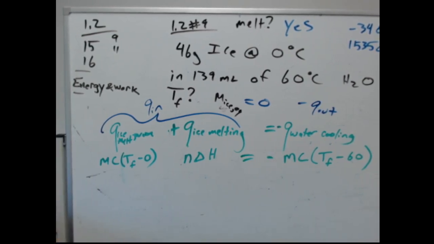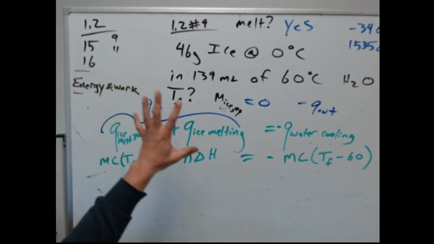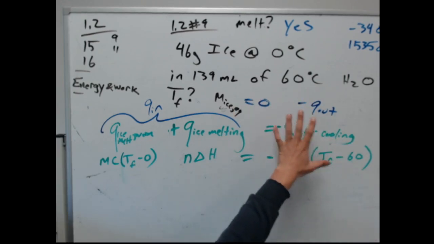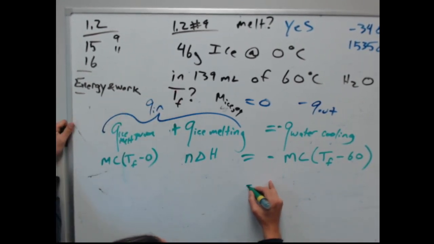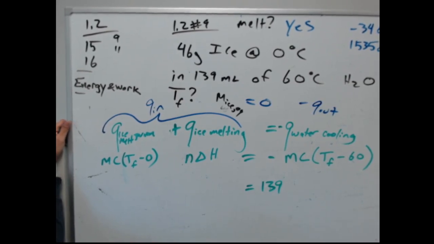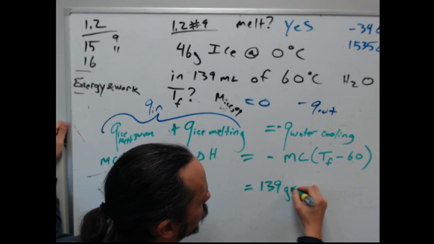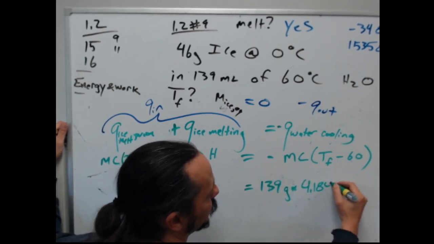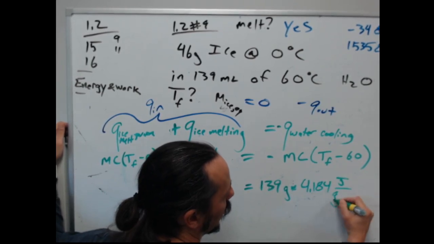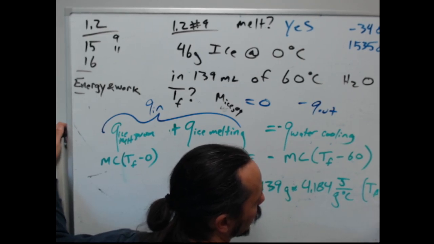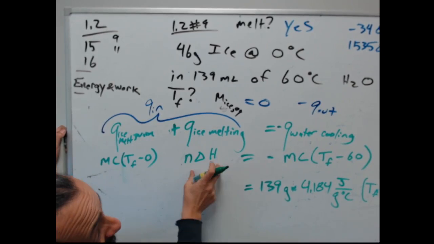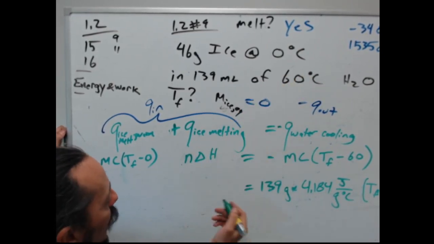The other thing we have to be careful about is defining my ice system versus my surrounding water bath system, so I don't get my masses mixed up. Right? So I don't need this water to warm up at all. This water is going to be the 139 milliliters, which density turns to grams, times my 4.184 joules per gram degree Celsius, T final minus 60 degrees Celsius. Right? That's that side. This side, N delta H, is going to be the same numbers we had before.